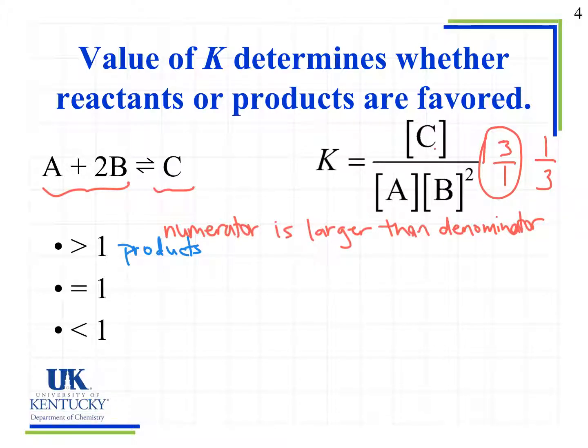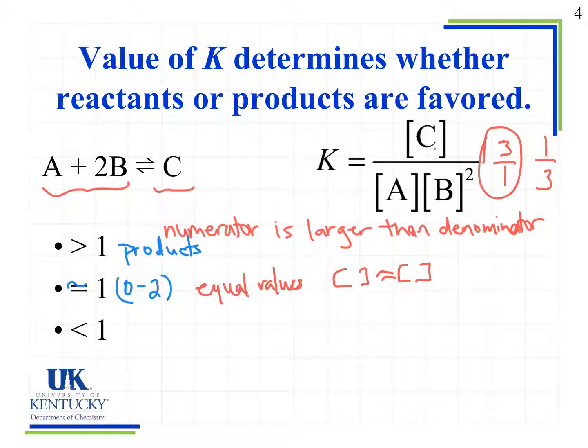Next, we look at approximately equal to 1, and we show it here as an equal, but it's around 1. So anything really between 0 and 2 would be considered approximately 1. And what we see is that at that point, we have roughly equal values on the numerator and denominator. So we have approximately equal concentrations of our substances. This doesn't happen very often. Typically, either the products or the reactants are favored.